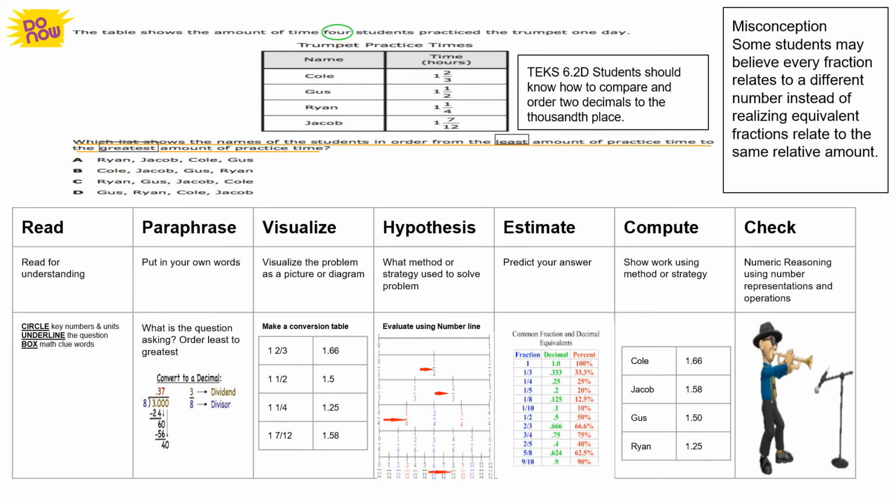Now, the misconception is that some students may believe that every fraction relates to a different number instead of realizing that equivalent fractions relate to the same relative amount. So we have to understand that 1/2 is equivalent to 2/4, and 2/4 is equivalent to 3/6, and 3/6 is equivalent to 5/10. So even though the fractions change, the relative amount will always be the same.